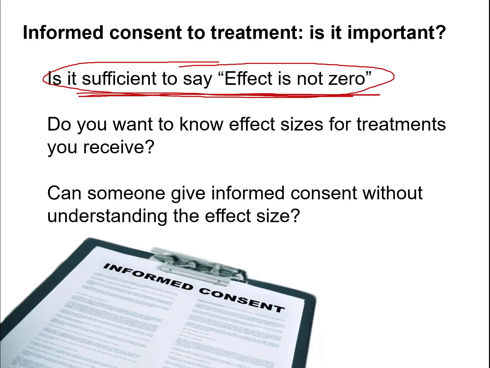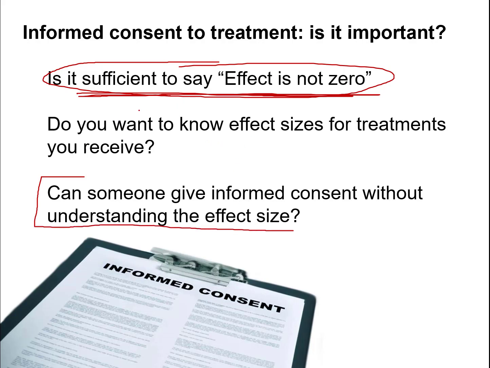That doesn't tell me a whole lot. What I want to know is, to what extent is this treatment effective? How effective is it? And this is also important for getting informed consent to treatments. Part of ethical practice is to get informed consent from clients or patients before they're given treatments. And I would ask the question, can a client or a patient give informed consent if they don't understand the effect size of that treatment?